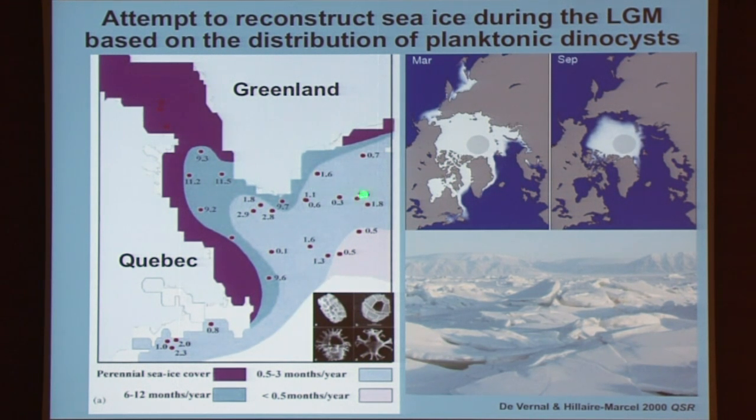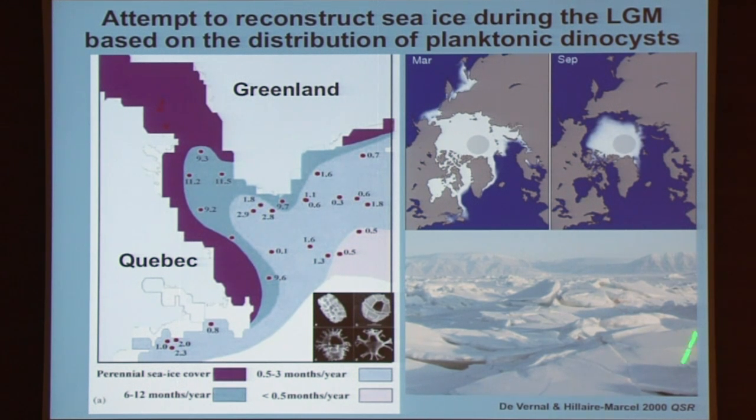And what it shows is basically that during the LGM, the last glacial maximum, the summer sea ice extent shown here, the perennial sea ice cover, more or less corresponded to the winter sea ice of today. So there is a very large change of sea ice extent at that time, and the winter sea ice was occupying a large chunk of the North Atlantic. So clearly, there was a large change of the sea ice during that time period.